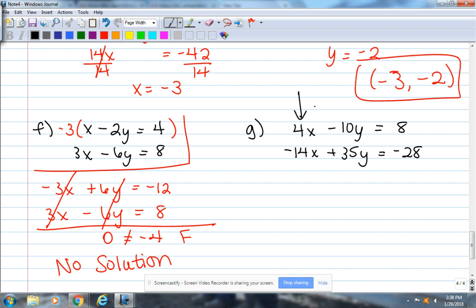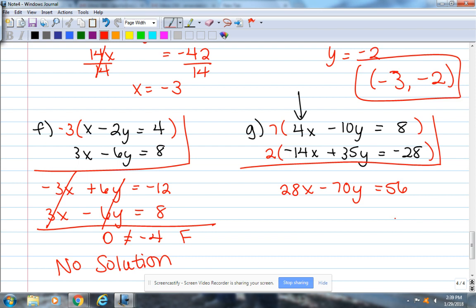So to get 4 to be 28, I multiply it times what? 7. And to get negative 14 to be negative 28, I multiply it by 2. And that's so much better than multiplying by 10 and 7. Look here. Same thing's going to happen, sort of. Distribute, I get 28x minus 70y equals 56. And on the bottom, I get negative 28x plus 70y equals negative 56.